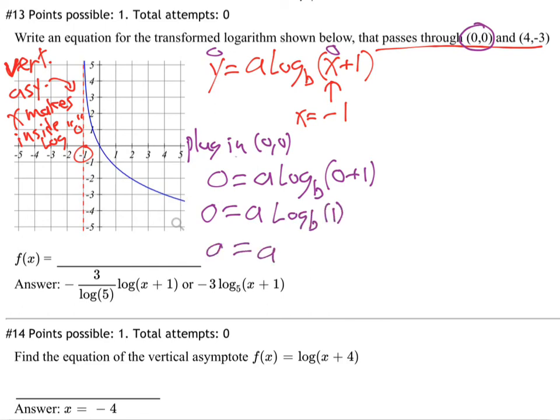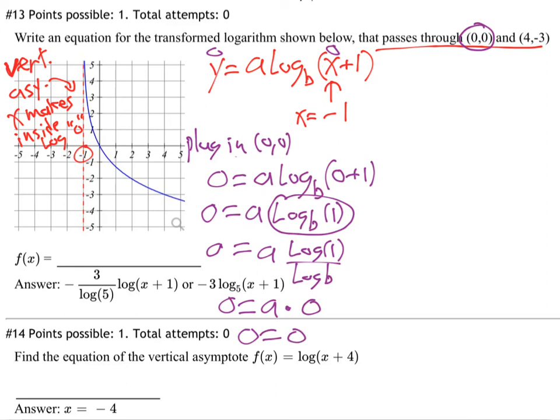And that's going to be, remember how we do a log with a funny base? You let the base go to the bottom and the other part to the top. And when you do that, this will just come out 0. So this will be 0 equals 0. That didn't do anything for us. So now let's try the other one. That was plugging in 0, 0.